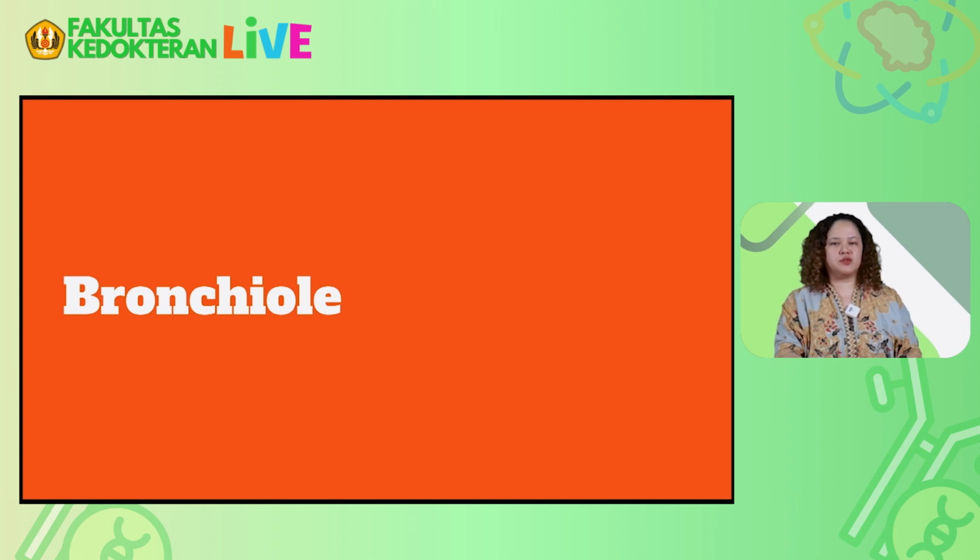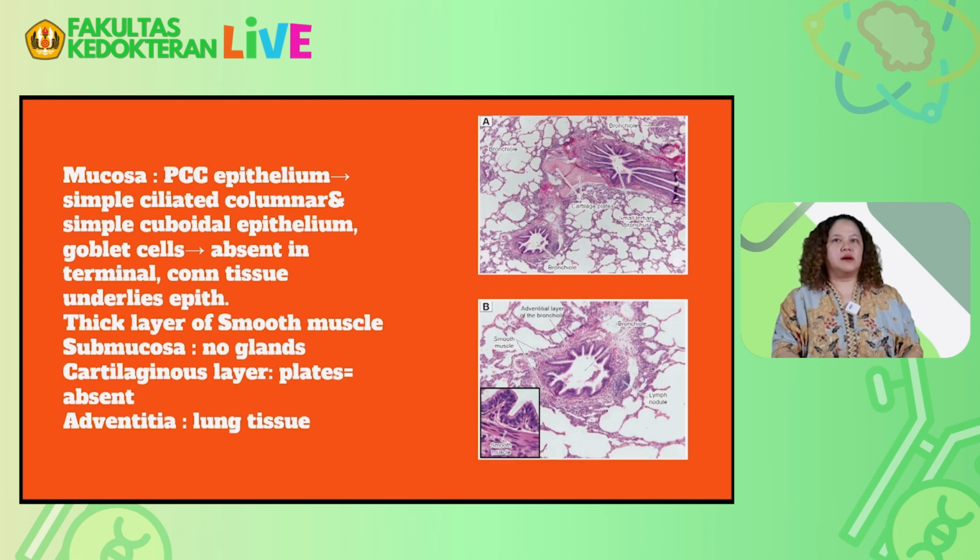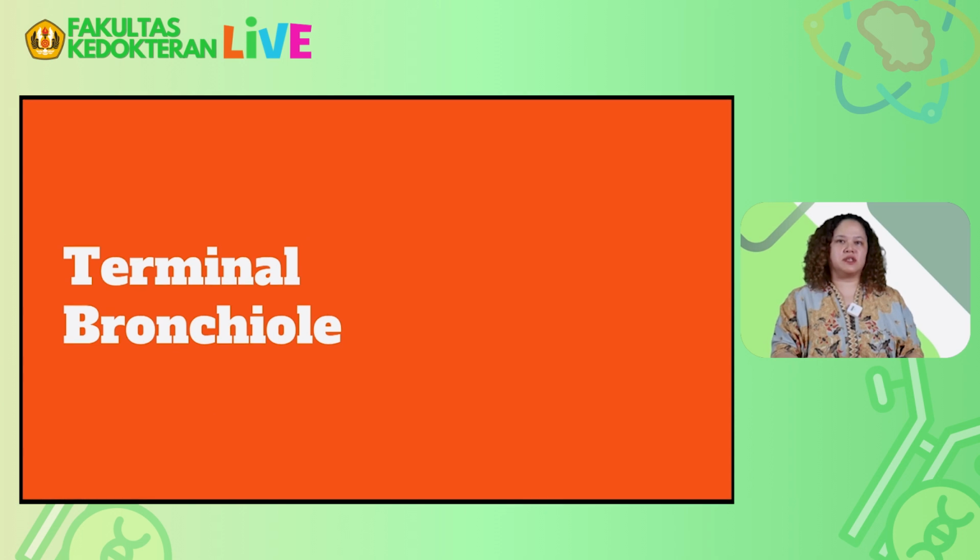Now we will proceed to the bronchiole. In the bronchiole, its mucosa changes from pseudostratified columnar epithelium to simple ciliated, then changes again to simple cuboidal, and gradually the cartilage scatters and disappears. Near the terminal part, the glands are absent, and the adventitia consists of connective tissue.